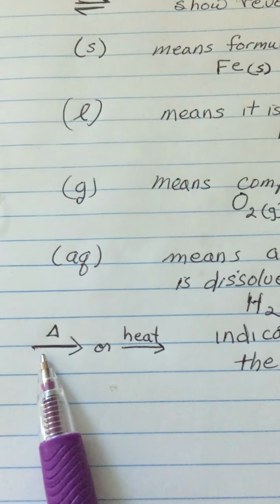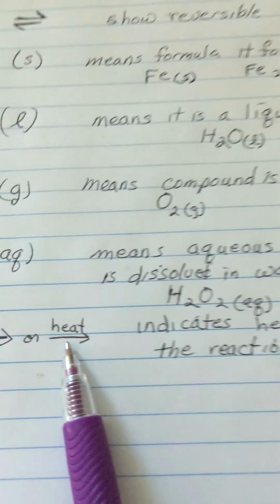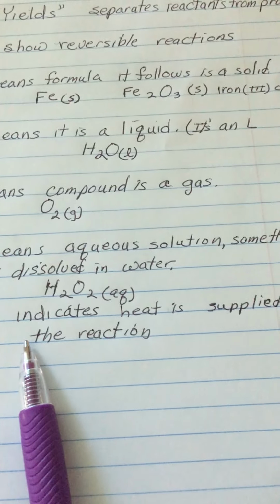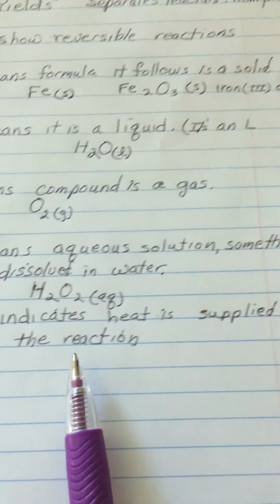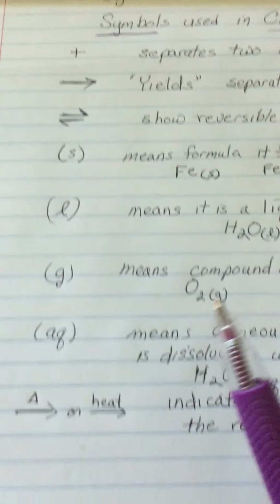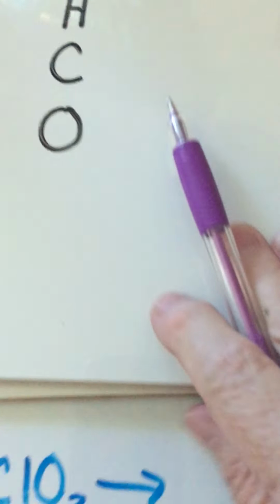Sometimes you will see a triangle or the word heat. This means that heat is needed to make the reaction go forward. Let's get started on our first equation. We have it right here.